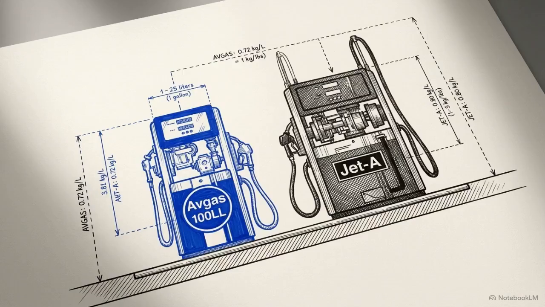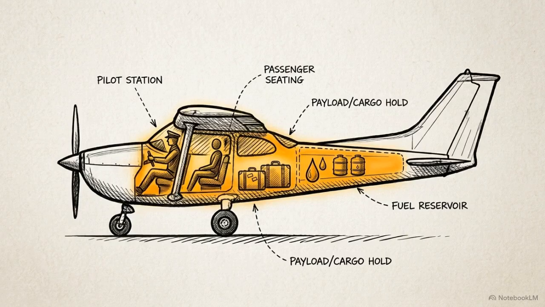You will see slight variations on the test. While Avgas weighs 6 pounds per gallon, Jet A fuel is denser at 6.7 pounds per gallon. You'll also be asked to calculate useful load, which is simply your maximum gross weight minus the empty weight.